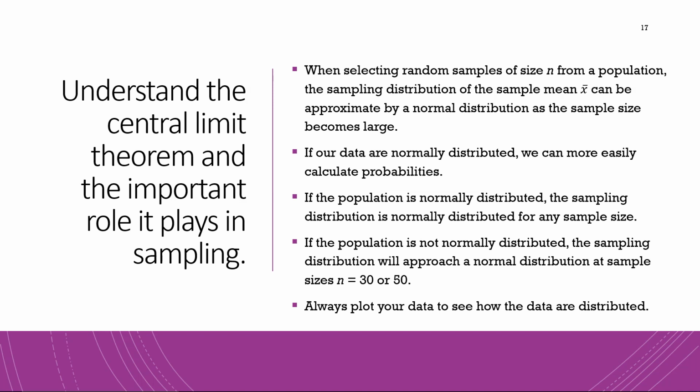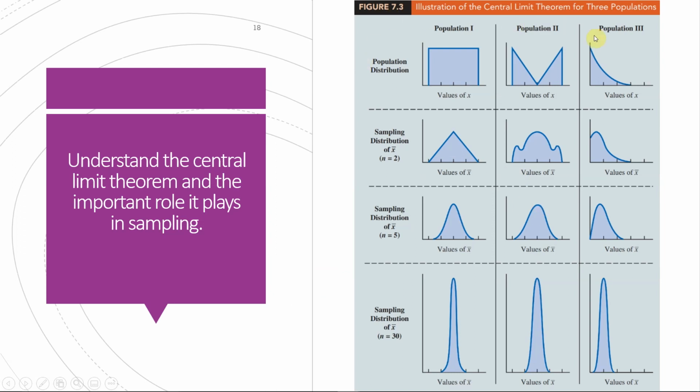So let's just make this clear. Let's look at a picture of what I'm trying to say. So if you have different populations that are not normally distributed, this is uniform, this is called the bunny ears, this is an exponential distribution. These are the sampling distributions and what they look like at various sample sizes. So this is sample size 2, 5, and 30. You can see as the sample size increases, the sampling distribution approaches a normal distribution.